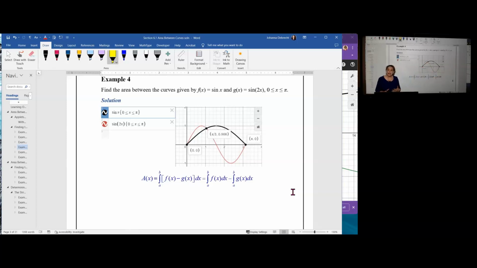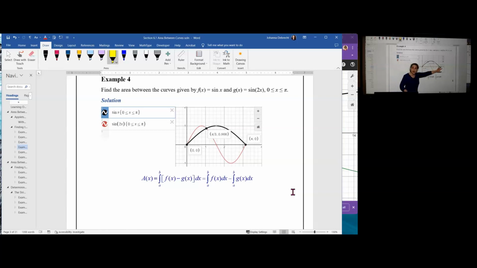We want to find the area between the two curves over the closed interval from 0 to pi. And these are graphed only between 0 and pi. We need to find where they intersect. We know that on the far left, we'll use 0 for a lower limit of integration.